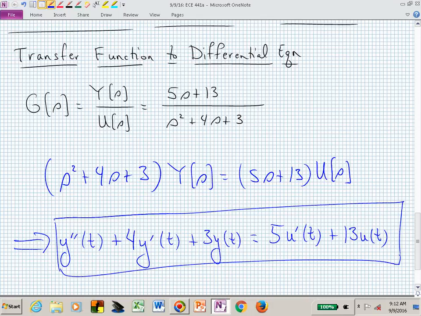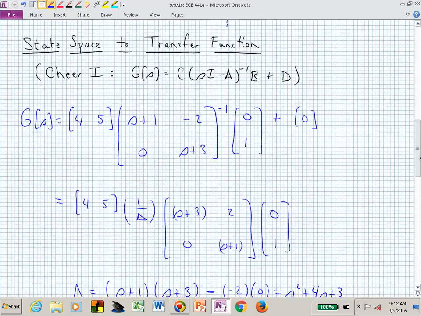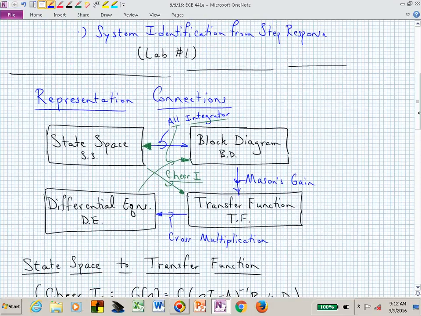The state space can quickly go to the block diagram, and you can now see it in an all-integrator block diagram form. That now allows us to complete this interconnected block, or 4 different ways of representing the same system.